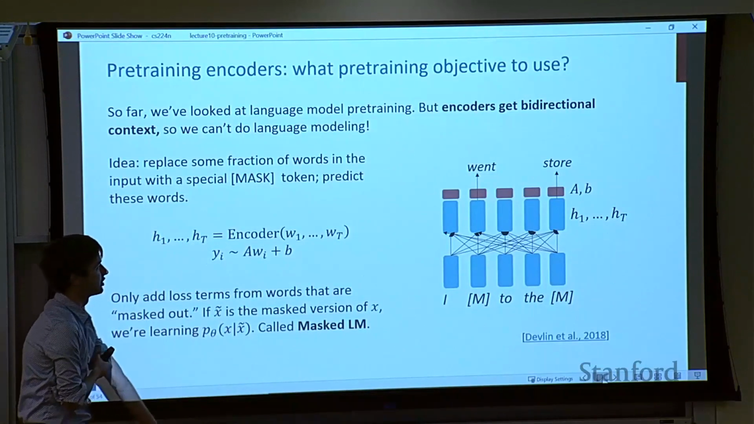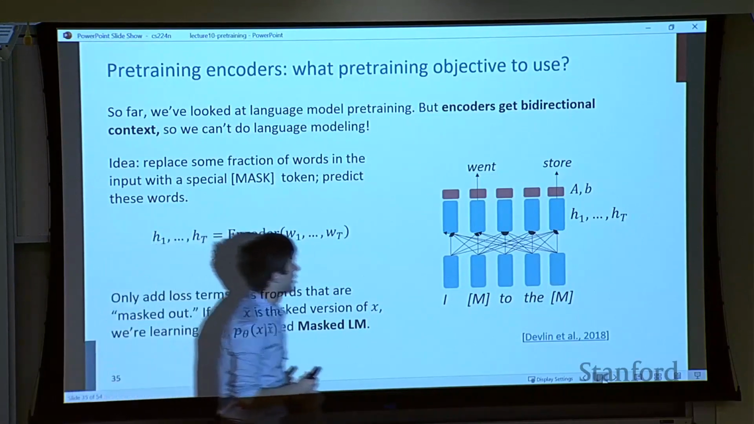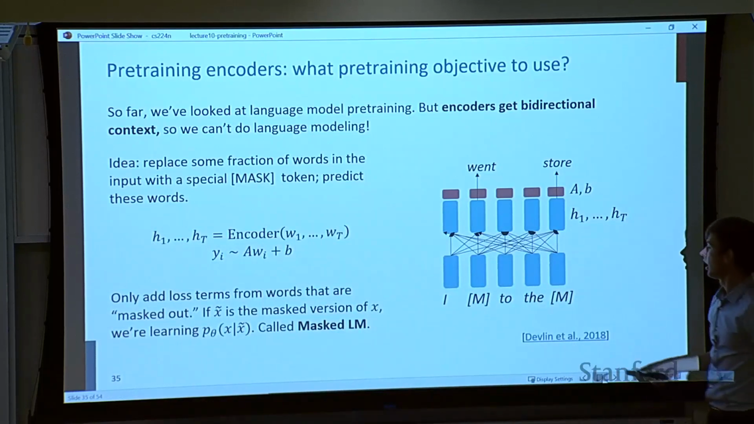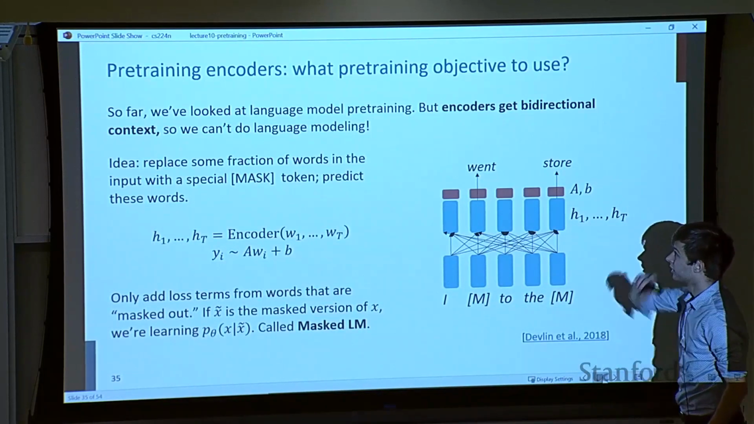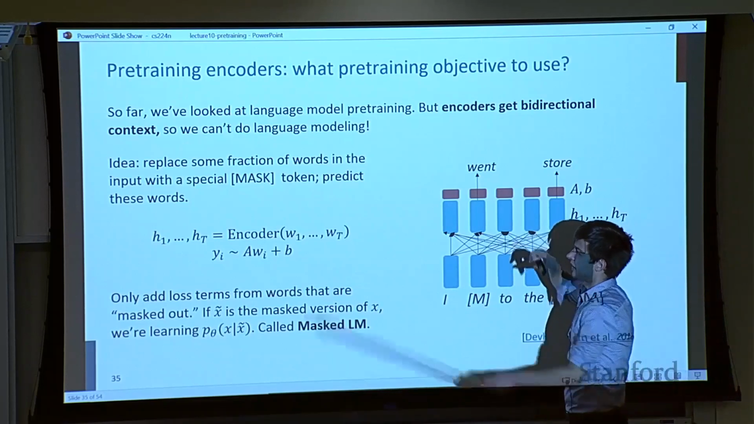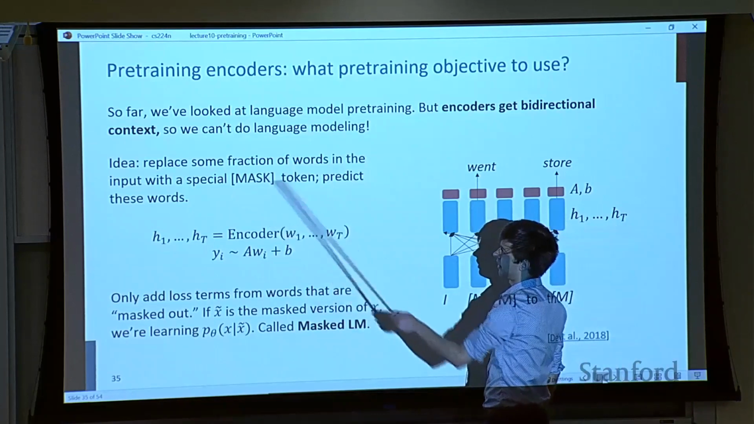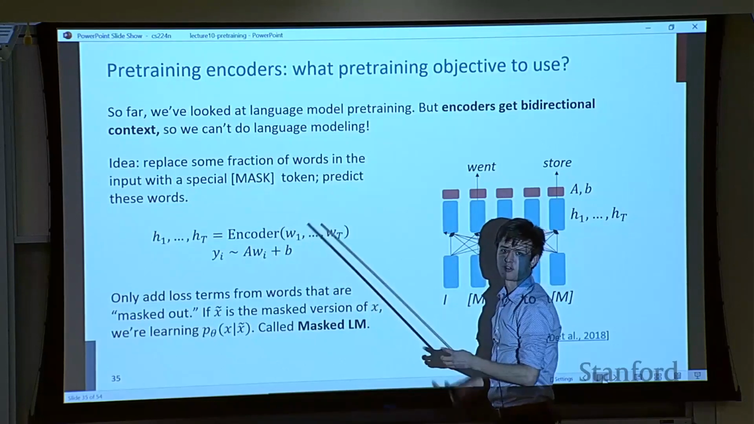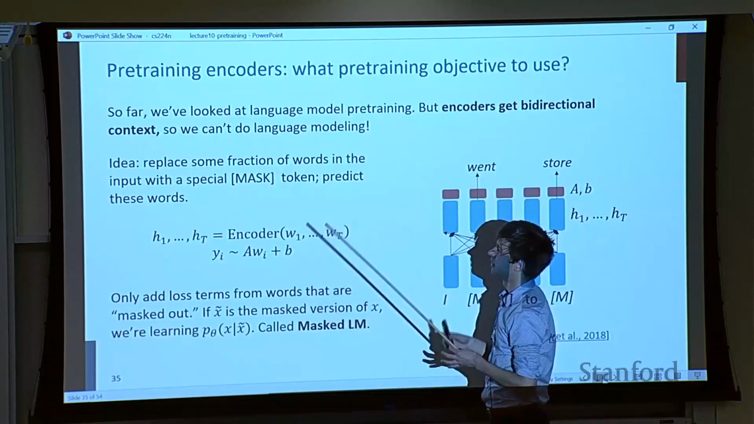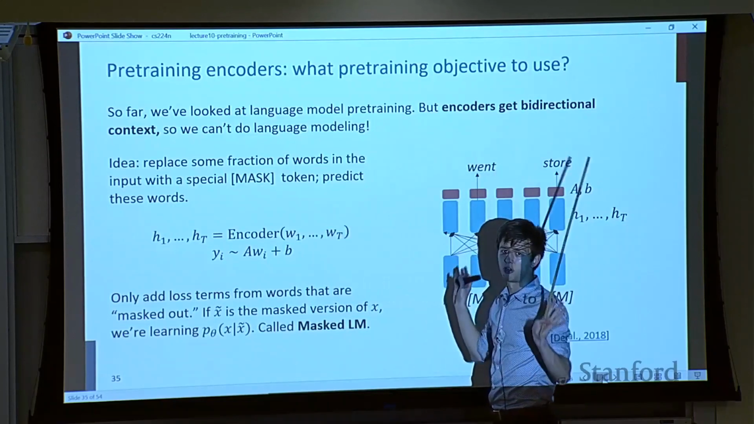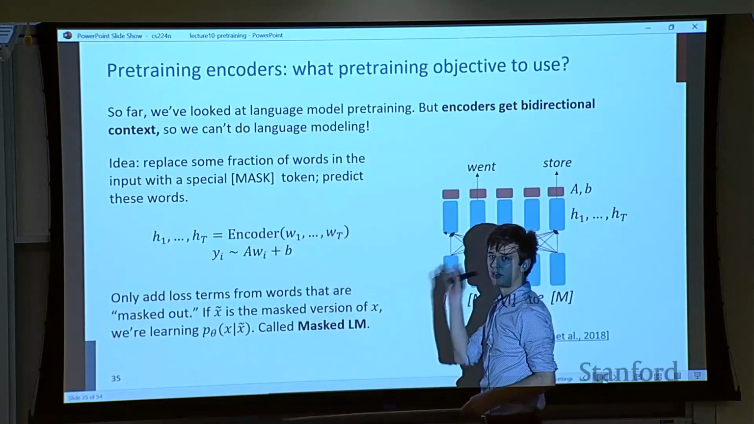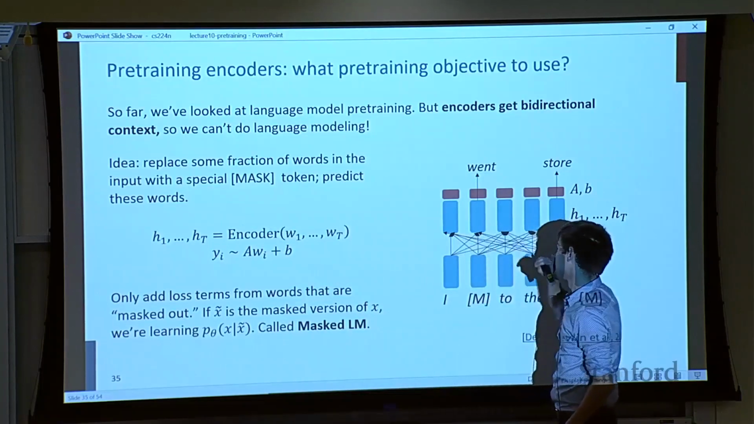Here's the solution that was come up with in the paper that introduced the model called BERT. It's called masked language modeling. So here's the idea. We get the sentence, and then we take a fraction of the words, and we replace them with a mask token, a token that means you don't know what this is right now. And then you predict these words. Some details we'll get into in the next slide.